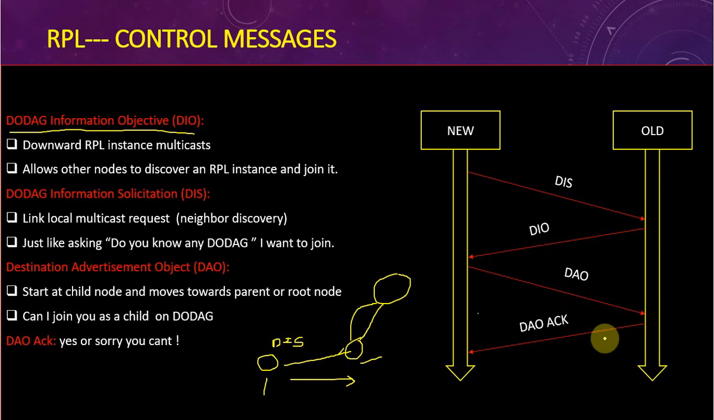The old node will say either yes, or no, you can't join me. So there are two possibilities in the DAO acknowledgement. This is how control messages are exchanged between the new node and the old node to get connected to the DODAG.